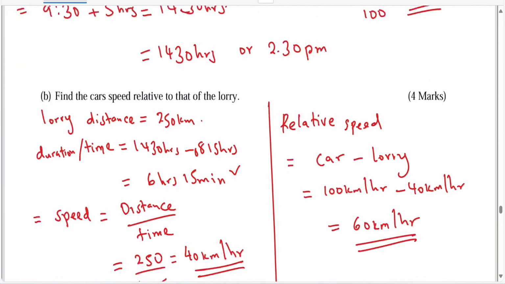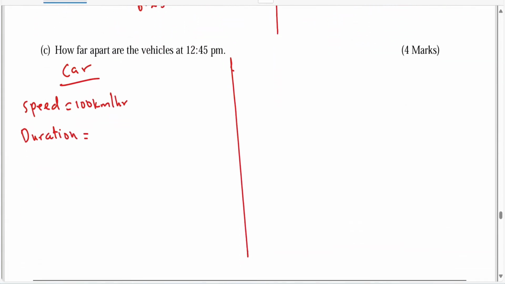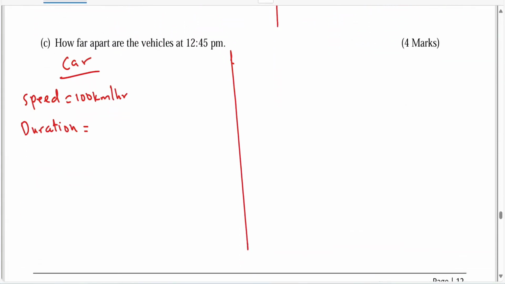So it left at 9:30 a.m. and it reached there at 12:45 p.m. So 12:45 hours minus 9:30 hours, and it should give us around, if I'm not wrong, 3 hours and 15 minutes. Okay, 3 hours and 15 minutes. You can confirm with your calculator. So it gives you 3 hours 15 minutes.